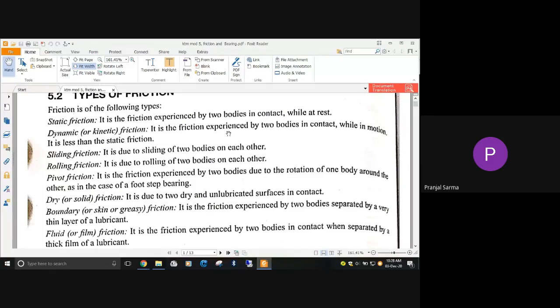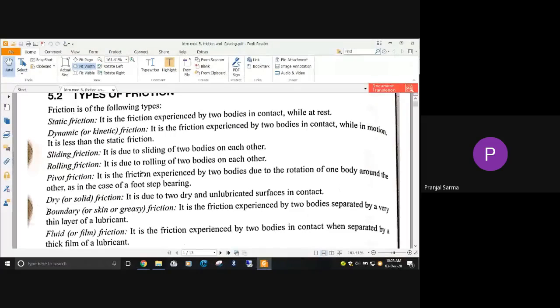We also have dynamic or kinetic friction. It is the friction experienced by two bodies in contact while in motion, and its value is always less than that of static friction. Static friction is more than dynamic friction. Under that itself, depending on what type of motion we have, we can have sliding friction and rolling friction.